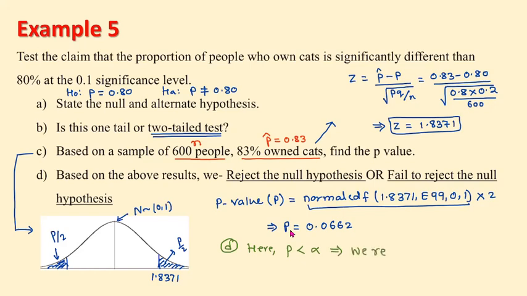We reject the null hypothesis. So the answer for part D, whether we reject or fail to reject, we in fact reject the null hypothesis. So that is the answer for part D. So this is the complete hypothesis testing using the p-value method. Okay, that is our example 5.